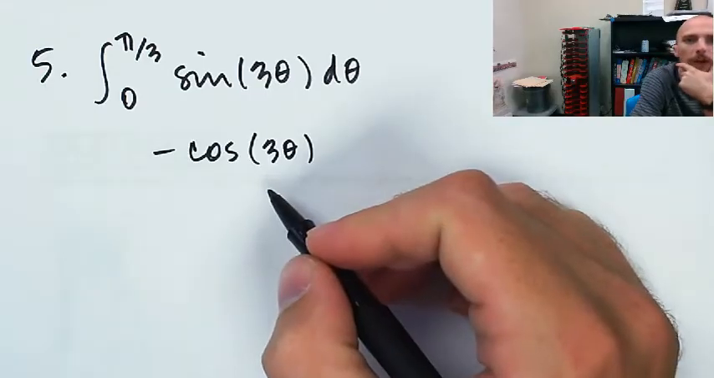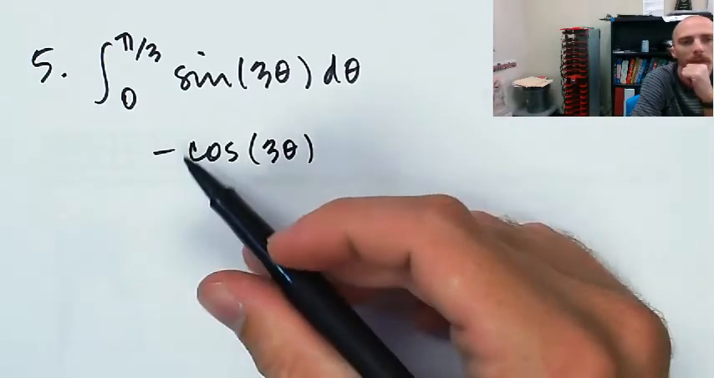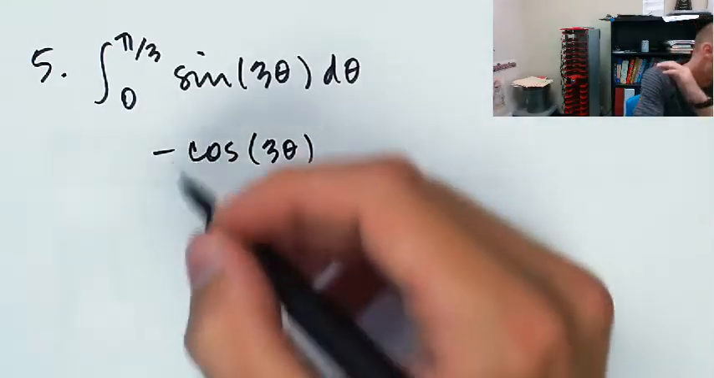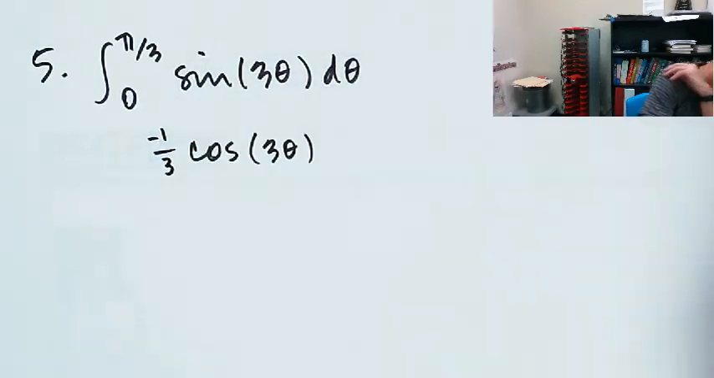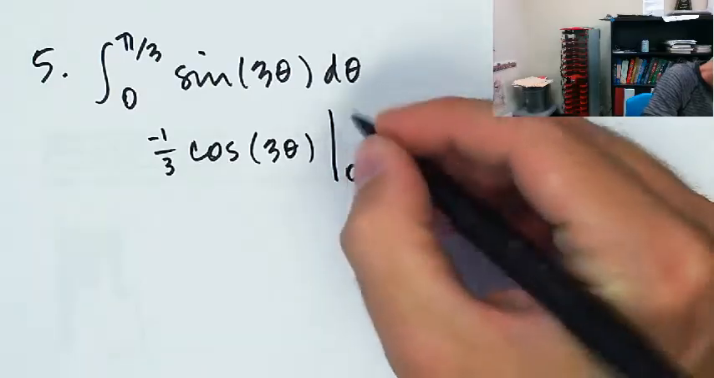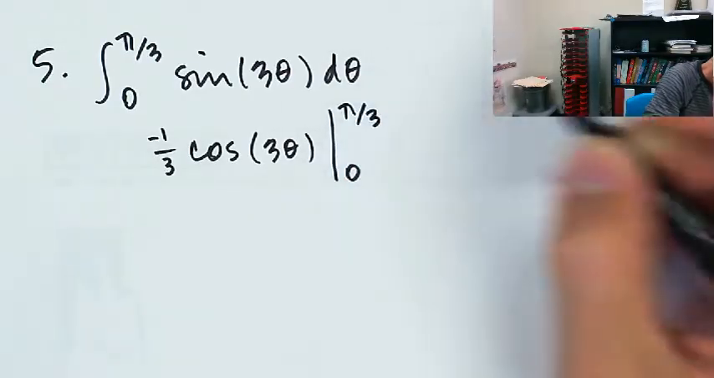I think I'm going to need to divide by that 3 to prepare for the chain rule, because I would have positive sine of 3 theta times 3 for the chain rule. So I need to divide by 3. So instead of negative cosine, I'm going to have negative 1/3 cosine of 3 theta. And we'll let that run from 0 to pi over 3.